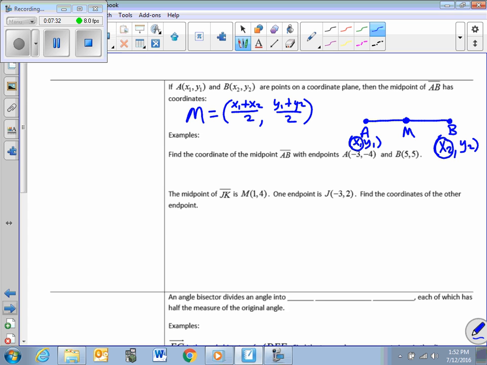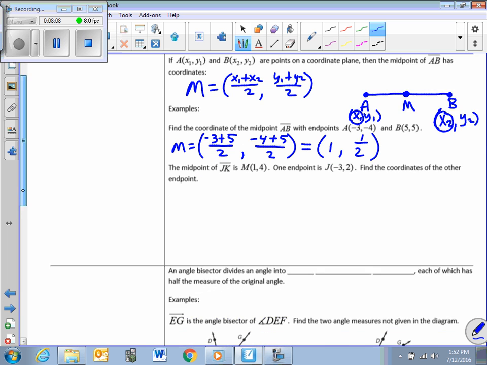So let's do an example with actual numbers here. I want the midpoint of AB, so I'm going to take x sub 1, which is -3, add to that x sub 2, divide that by 2. My y-coordinates would be -4 plus 5, and then I divide that by 2. So what does that give me? 2 over 2, which is 1, and -4 plus 5 is 1 over 2. So there's my midpoint of segment AB, 1/2.